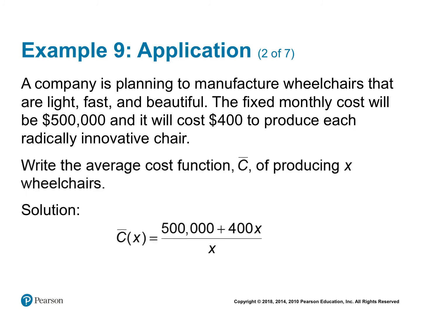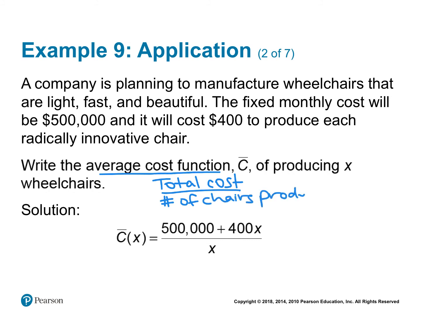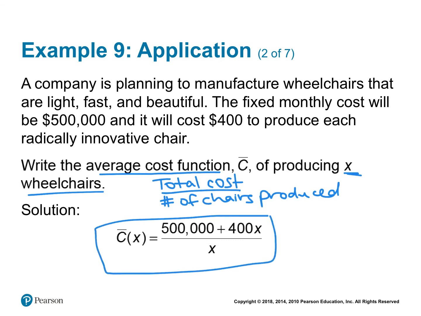Okay, write the average cost function of producing x wheelchairs. To find that average cost, you would take your total cost divided by the number of chairs produced. And we said that x represented the wheelchairs. So our total cost goes on the top divided by the number of wheelchairs, x, on the bottom.